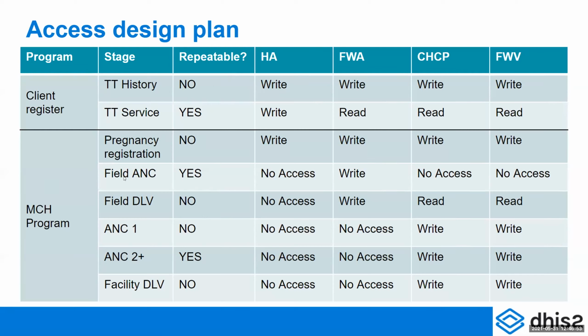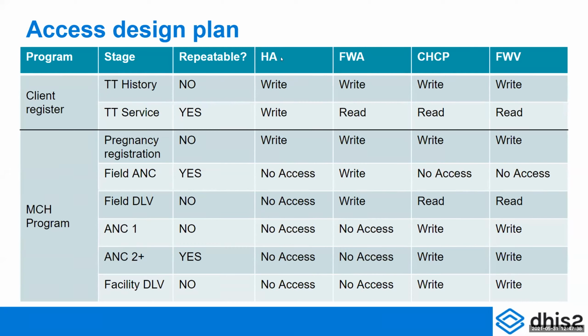Let me start with this one. With a client register, there's a TT history which anybody can take. Any person who first registers a woman can look at a TT card and put all her TT history in it. And this is not a stage that's repeatable, because the first time that we see you and we get all your TT history, that's it. Your TT information will only change when you get more TT service. So we don't need to repeat it. If there's new information, we add it as part of the TT service, as in you've now come and gotten another shot, so we should add that to your record.